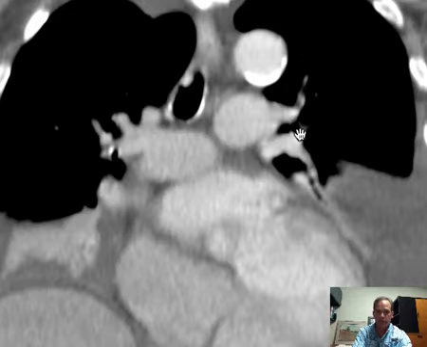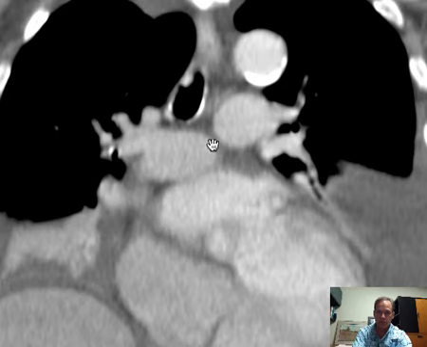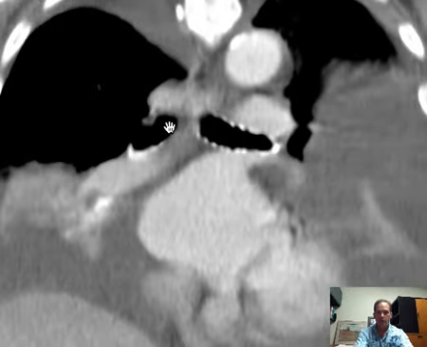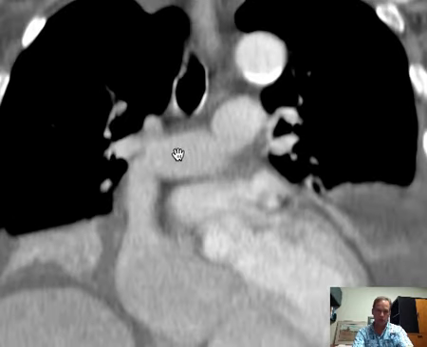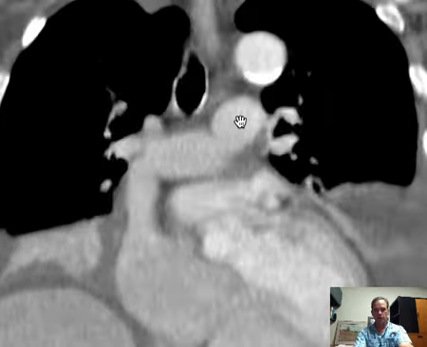So right above the branching of the main pulmonary artery, you see that the trachea branches into left and right main stem bronchi. Left and right main stem bronchi. So this is an unusual case of pulmonary arterial hypertension with very large pulmonary arteries.